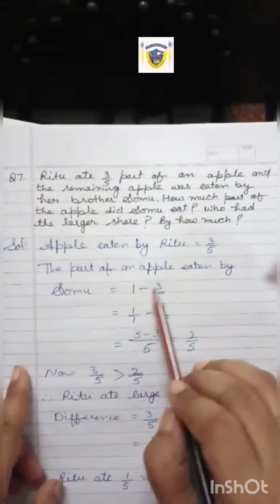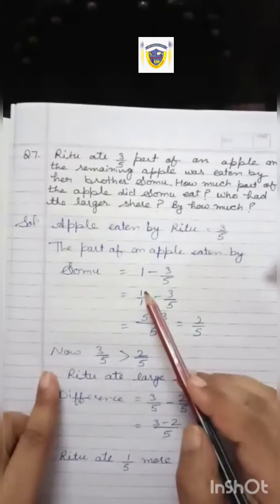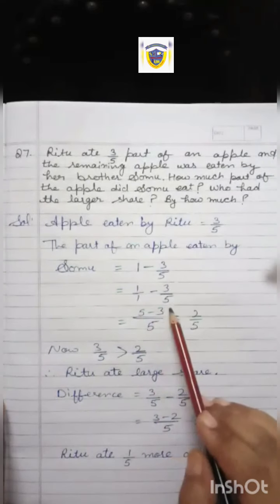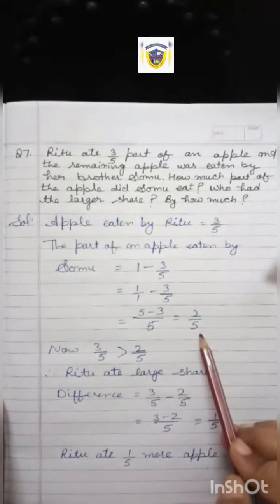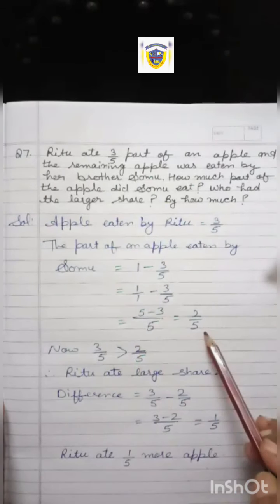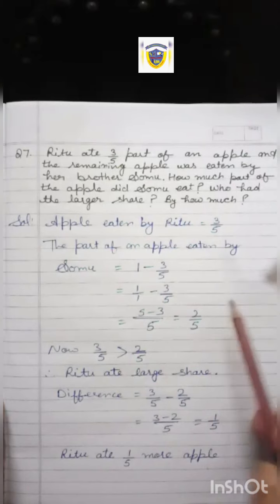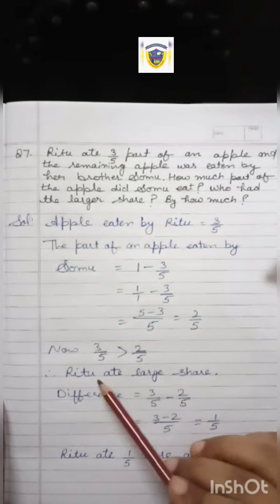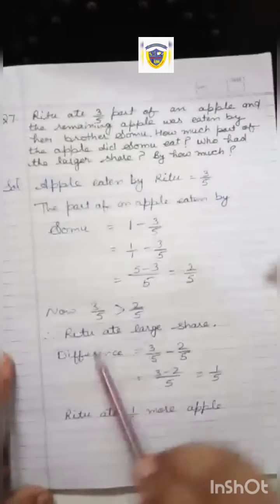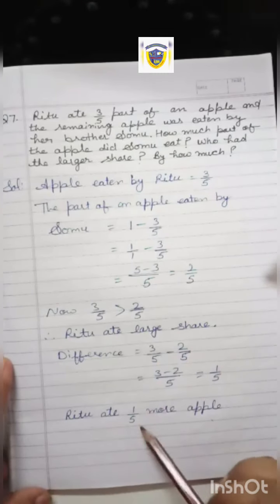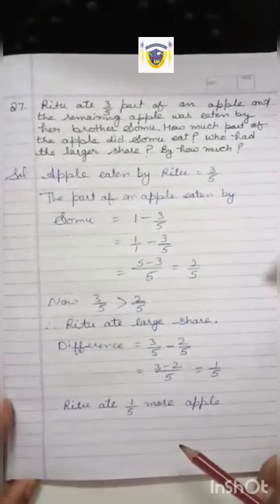Remaining part means 1 minus 3 by 5. 1 can be written as 1 upon 1, minus 3 by 5. This is 5 minus 3 by 5, it's 2 by 5. Ritu ate 3 by 5, his brother ate 2 by 5. Who ate more? Ritu, because 3 is greater than 2. Ritu ate the larger share. Their difference is 3 by 5 minus 2 by 5, which is 1 by 5. Ritu ate 1 by 5 more apple.